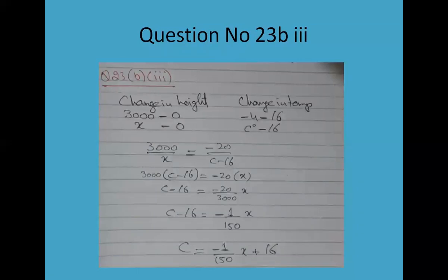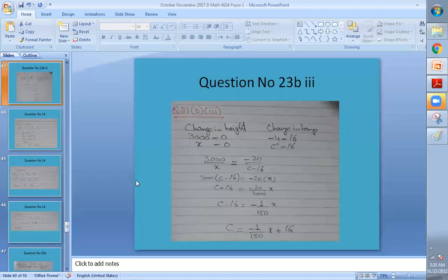So question number 23B, third part, he says you have to develop a formula. So 3000 minus 0 is the height, change in temperature is -4 minus 16. Change in height is x minus 0, so the change in temperature will be c minus 16. So you have 3000 divided by x equals minus 20 divided by c minus 16. Cross multiply it. So you will have c minus 16 equals minus 20 divided by 3000 into x. So c minus 16 is equal to minus 1 by 150 into x. So take this 16 to the other side, it will add there. So you will have c equals minus 1 by 150 into x plus 16. This x is in the numerator. So minus 1 divided by 150 multiplied by x plus 16. So this is how you do question number 23.